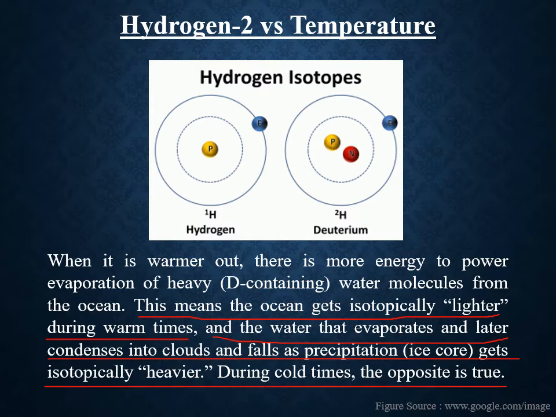Similarly, when the condition is cooler, the energy available for evaporation is low. So the normal hydrogen, the lighter hydrogen, will go more into the vapor state. At that time the ocean water is rich in deuterium with respect to the warmer condition. So in the ice cores, in the snowfalls, we will get more of the lighter isotopes.